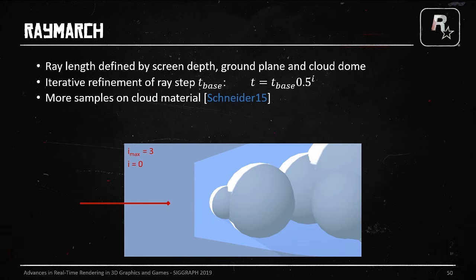As an example, if this is our ray, and we test using the base shape of the cloud, then now we're inside, which means we have to refine the step size. So we go back by half, test again, we're still inside. So we go back by half again. Now we're not inside, which means we can move forward.